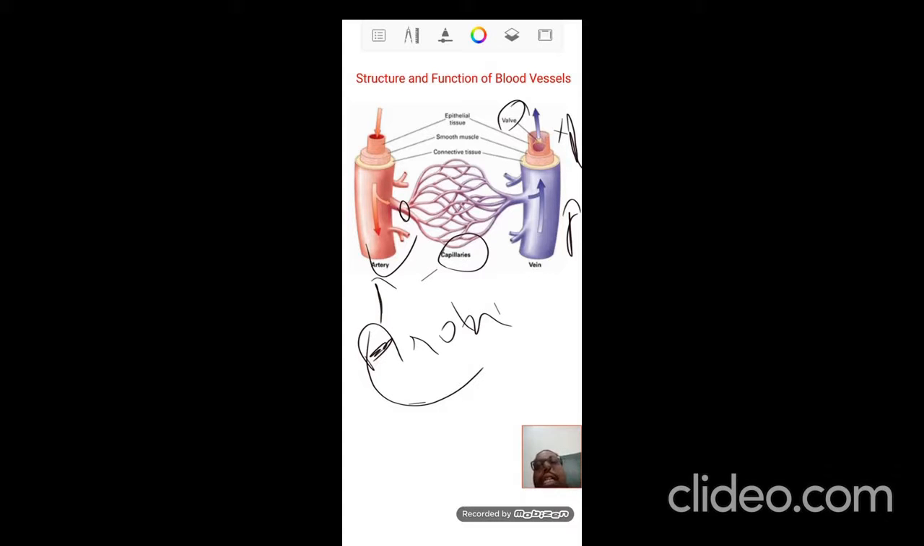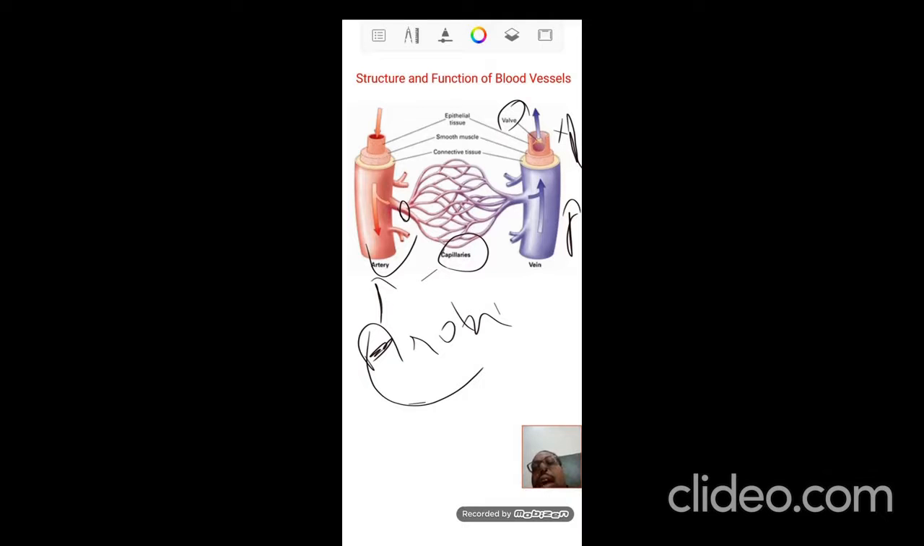In order to maintain that, the bigger structures become smaller and smaller and smaller. And when we are going back to the heart, the smallest structures become bigger and bigger with the presence of valves, so that they don't backflow. And here, when we see, there is one more thing.